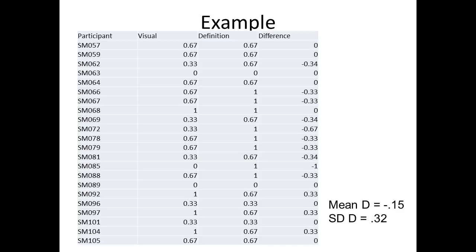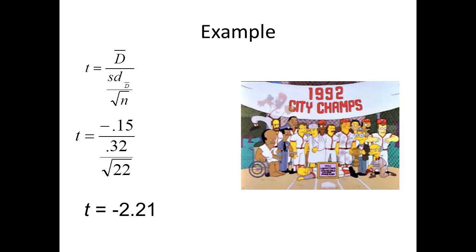And then once we have that column with the difference, we can calculate the mean and standard deviation of that column. You'll see that the mean here is actually a negative, and that's just because of the way I decided to subtract visual from definition. That honestly doesn't even mean anything. Okay, so let's go ahead and apply the t formula to that data. And hopefully you all got also that t equals negative 2.21.